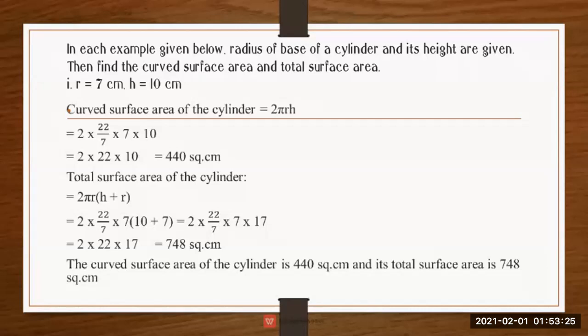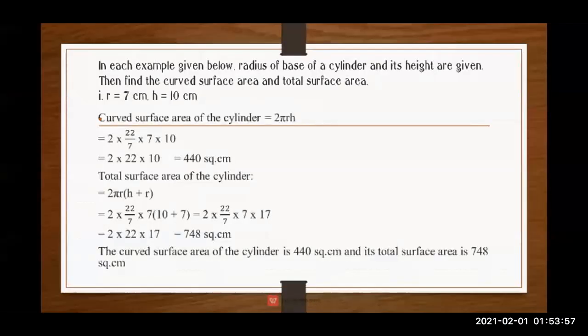Now what is given here? Here is given radius, that is 7 centimeter, and height, that is 10 centimeter. So first what you are going to find out? You are going to write the first formula, that is curved surface area of a cylinder. The curved surface area of a cylinder is 2 pi r h. Now same, 2 as it is, 2 pi, we have used 22 upon 7, because here in this question pi is not mentioned.